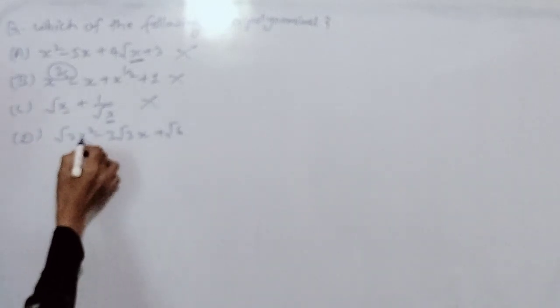So let's start from this. Here you can see this variable is under root, so this is not a polynomial. Here this is rational, it is not whole, so this is not. Here this is under root and this is under root. Here x is not under root, 2 is under root, so coefficient numbers can be under root. So x is not under root and here also it is not under root, so this is a polynomial. Clear?